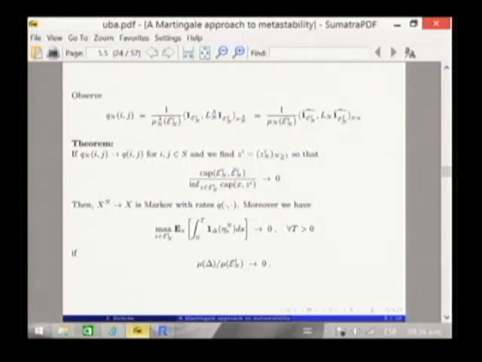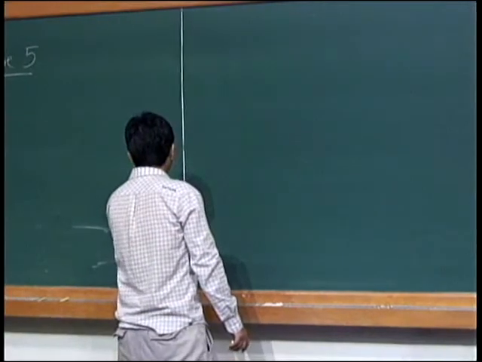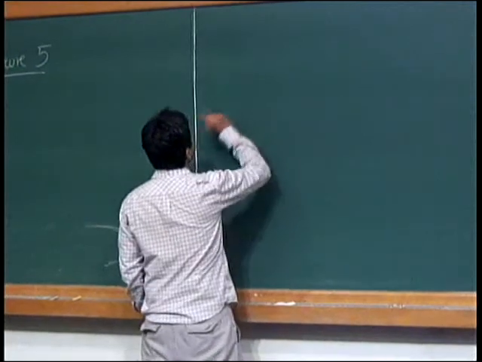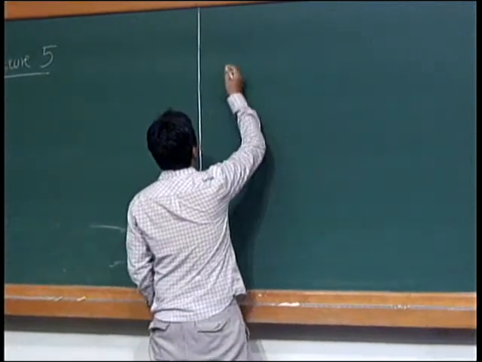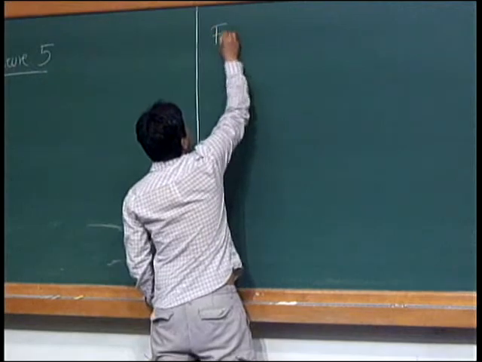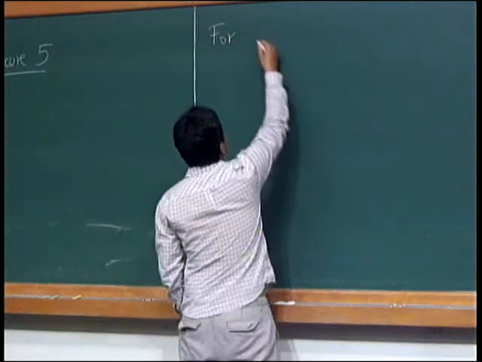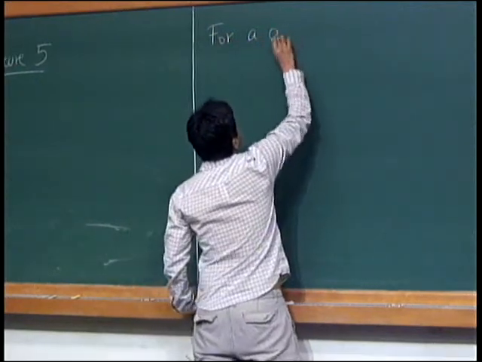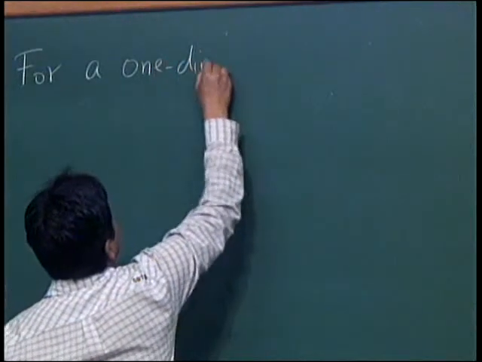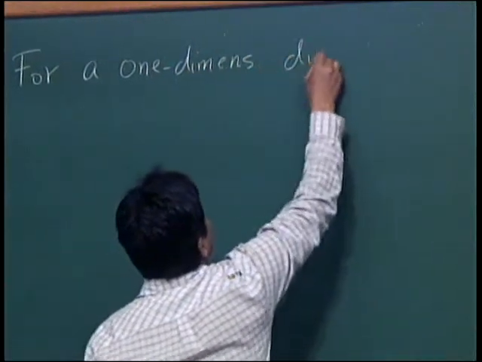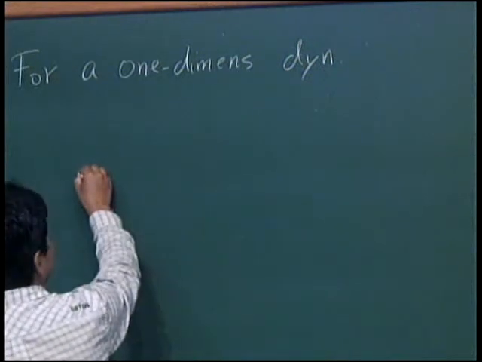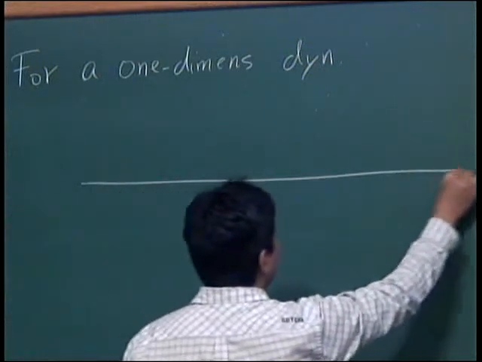Good. So in order to apply our theorem, we need good estimates about capacity. So let me show you one case in which we can compute capacities. It's very easy to compute the capacities, for example, for a kind of one-dimensional dynamics, like a birth and death process.